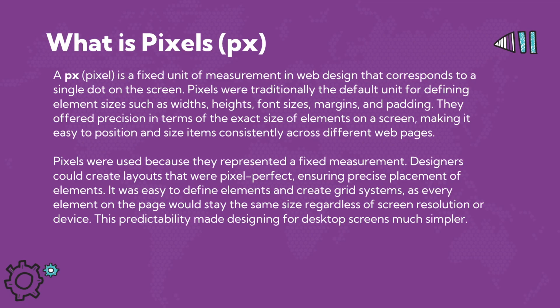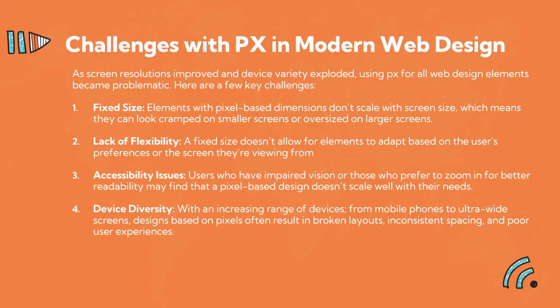So the design was much simpler because we used pixels. But what happened is that we had new devices coming in. Every phone manufacturer has got their own screen, their own tablet. We have laptops with different resolutions, and using pixels became harder. So these are some of the challenges of using pixels in modern design. One, pixels are fixed. They don't scale with the screen size, which means they can look crumpled on smaller screens or oversized on larger screens.